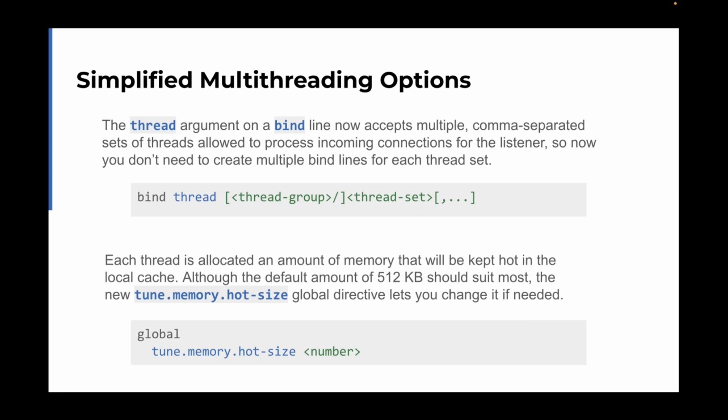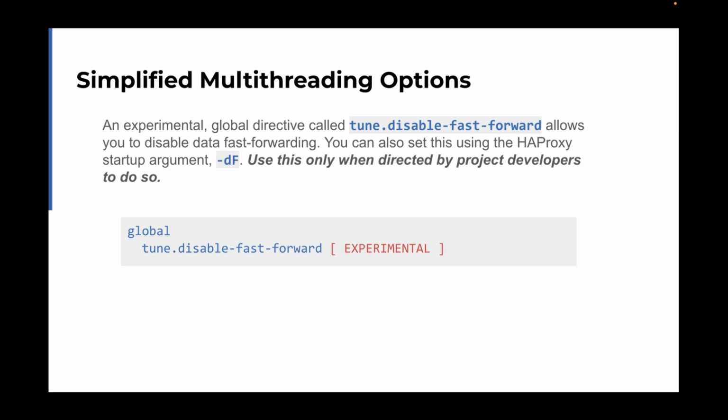Also, in this release, we have the hot size global directive, which allows you to set the amount of memory kept for each thread. Normally the default amount of 512 kilobytes should suit most, but this gives you the option to set the amount of memory if you need to. There's also an experimental global directive that disables data fast forwarding. This is recommended to only use when directed by project developers because it is still experimental, but it is an option with this new release.